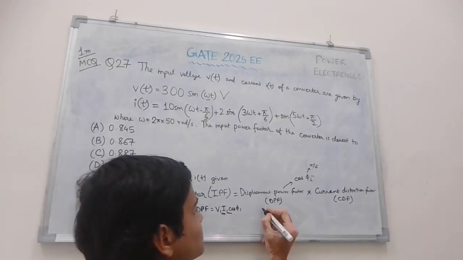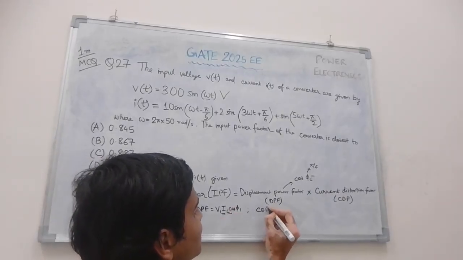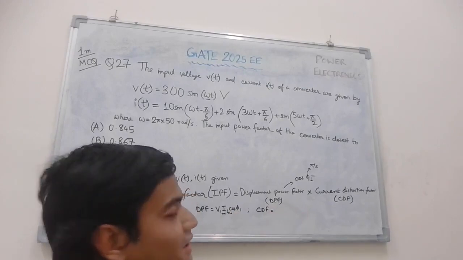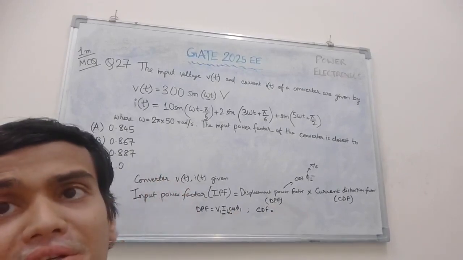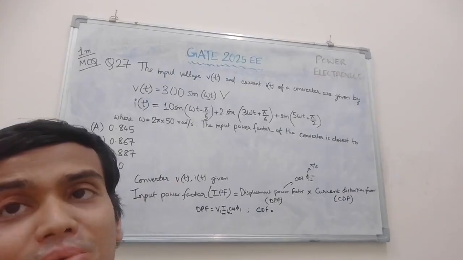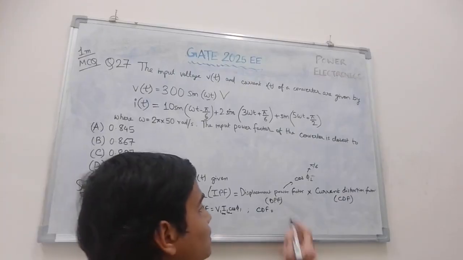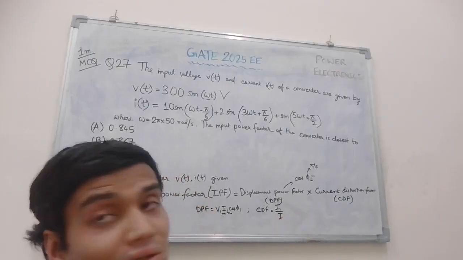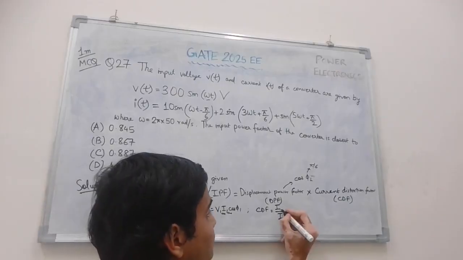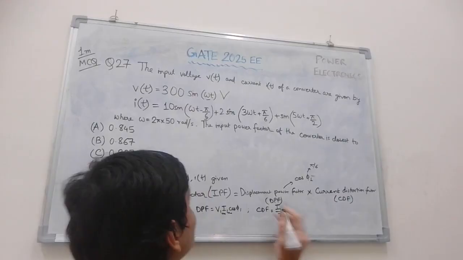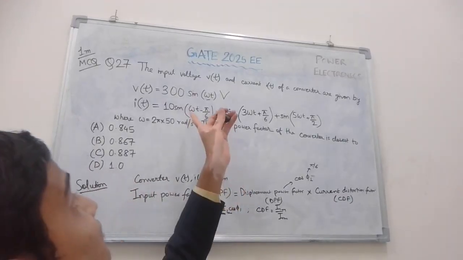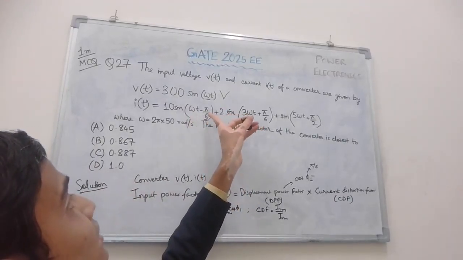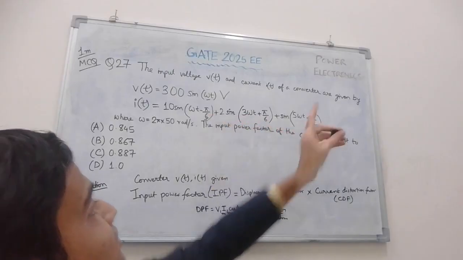CDF is the current distortion factor, meaning this is the ratio of the RMS value of the fundamental component of the current to the total current RMS value. How many components are there in the RMS current waveform? Fundamental frequency, third harmonic and fifth harmonic.